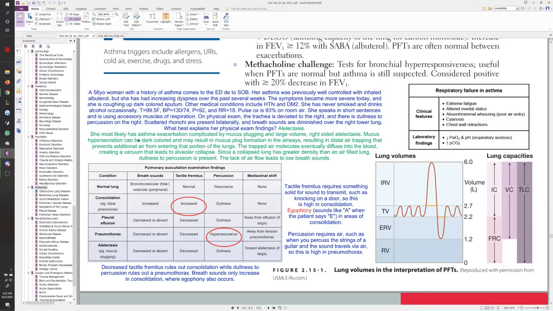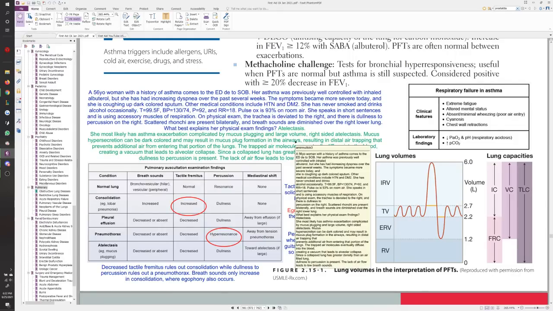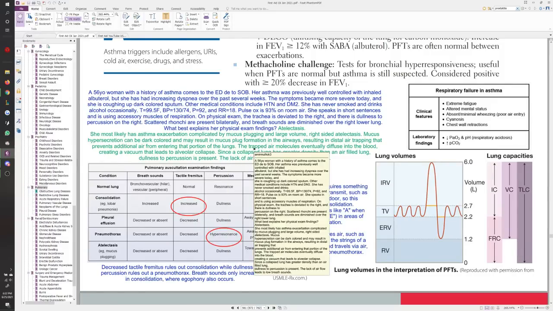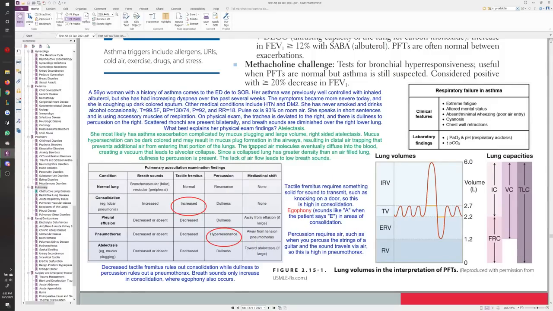Mucus hypersecretion can be dark colored and may result in mucus plug formation in the airways from the Kirschmann spirals we just talked about in step 1 book, resulting in distal air trapping that prevents additional air from entering that portion of the lungs. Now those alveoli in that lung area are going to collapse, which is what atelectasis is. The trapped air molecules eventually diffuse into the blood, creating a vacuum that leads to alveolar collapse. Since a collapsed lung has greater density than an air-filled lung, dullness to percussion is present. The lack of airflow leads to low breath sounds.